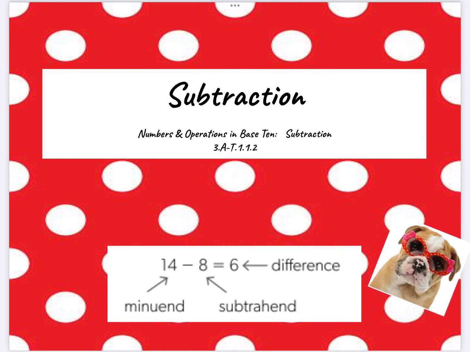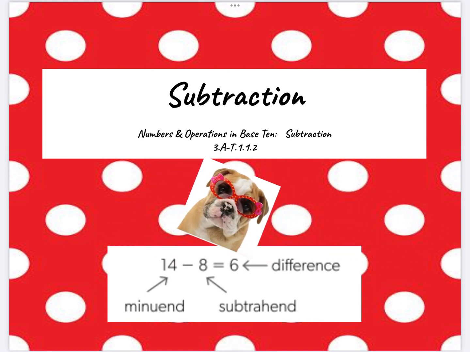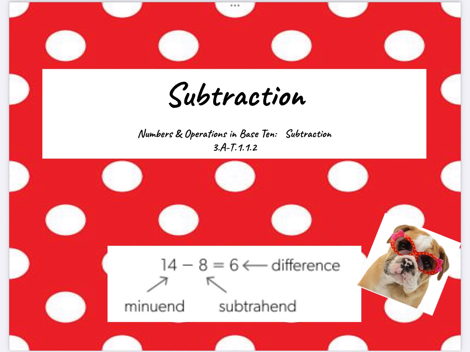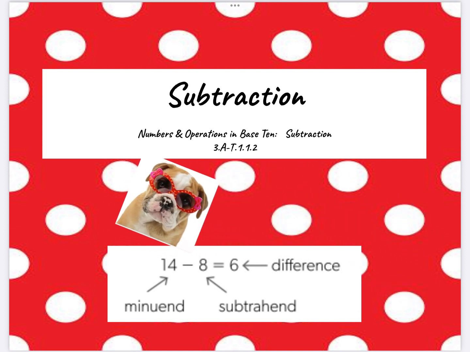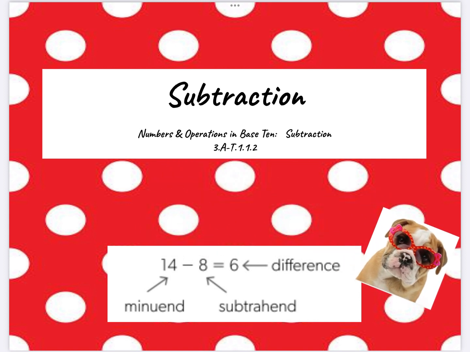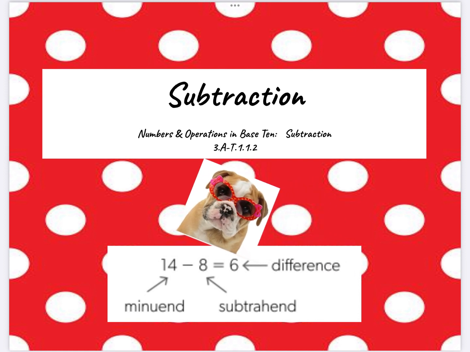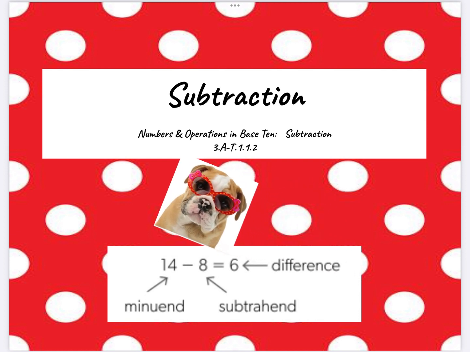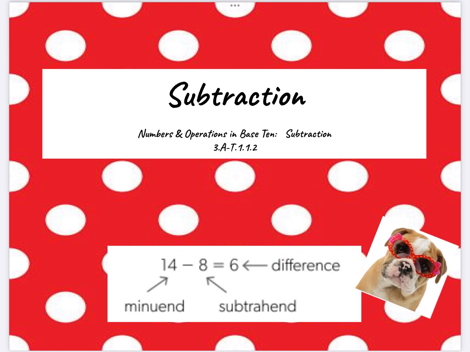So if I would ask you to find this difference, you would subtract 14 minus 8 to get 6. If I were to ask you to find the subtrahend, you would subtract 14 minus 6 to get that missing partner, 8. And if I were to ask you to find the minuend, what you can do is that inverse operation we're going to talk a little bit about more later on this week, where we can do 6 plus 8 to give us 14.